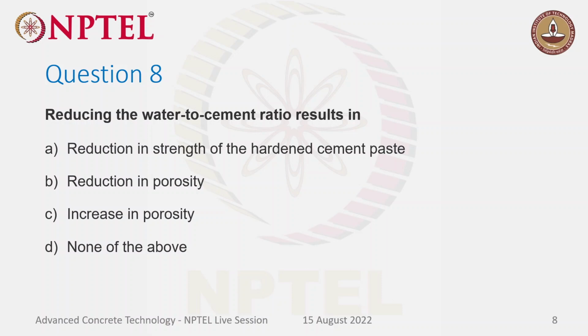What will be the phenomenon resulting from reducing the water to cement ratio? Reducing the water to cement ratio will reduce the strength, or will it reduce the porosity, or will it increase the porosity? Please give your answer in the chat box or polls. Let me wait for a minute and then we'll discuss the answer.